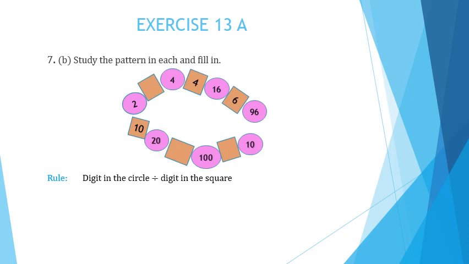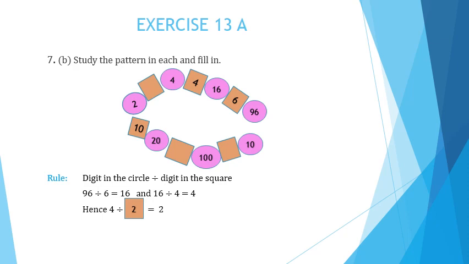So 96 divided by 6 is equal to 16, that we have written inside the circle. And 16 divided by 4 is equal to 4, right? So now by what number are you going to divide 4 in order to get 2? So 4 divided by 2 is equal to 2. So the first number that will come in this square is 2 if we are moving in anti-clockwise direction from 96.